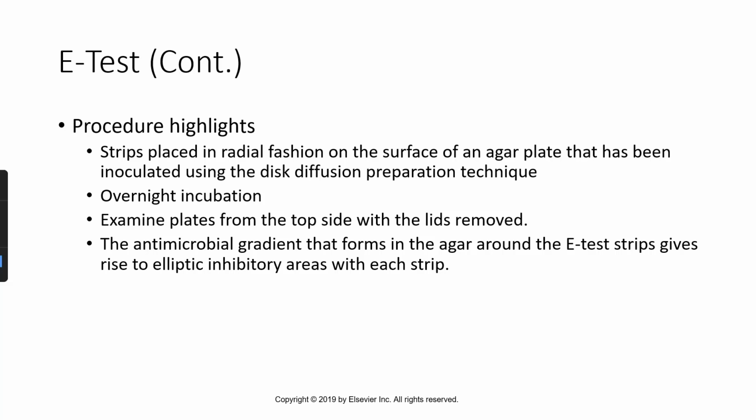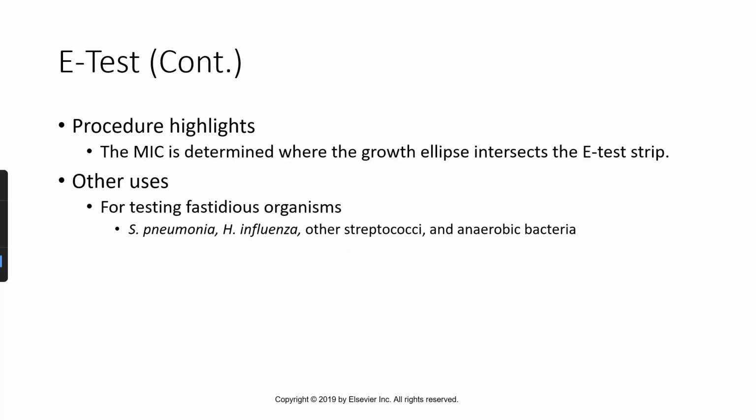You incubate them overnight and then look at the plates from the top side with the lids removed. The antimicrobial gradient that forms in the agar around the E-test strip gives rise to elliptical inhibitory areas within each strip. The MIC is determined where the growth ellipse intersects the E-test strip. Other uses are testing fastidious organisms, S. pneumo, H. influenzae, other strep, anaerobic bacteria, even yeasts.